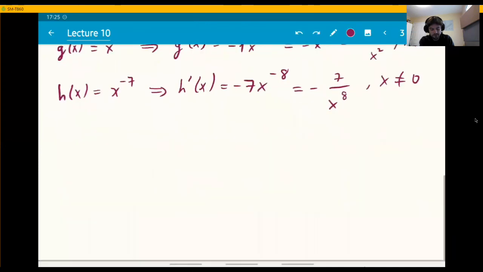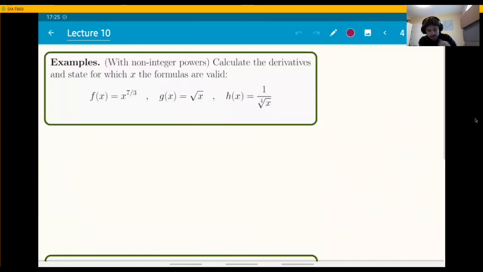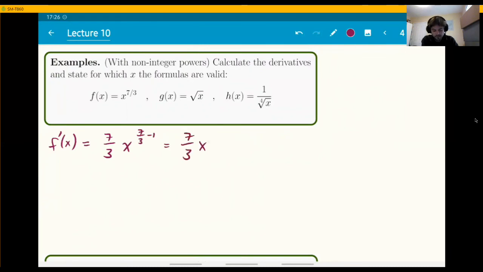Now let's do some examples involving non-integer powers, but they're very similar. Calculate the derivatives, state for which x the formulas are valid. The first one, they have a power of 7/3. Let me already compute the derivative. F prime is going to be 7/3 x to the 7/3 minus 1. So it's just a little annoying calculating. It's a subtraction right here with a fraction. You have to find a common denominator, but 7/3 minus 1 is 4/3. This is what you get.